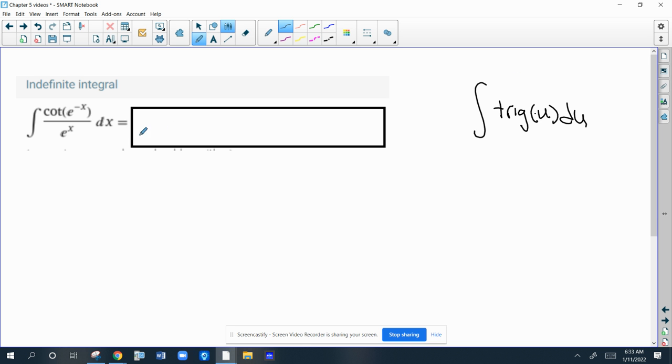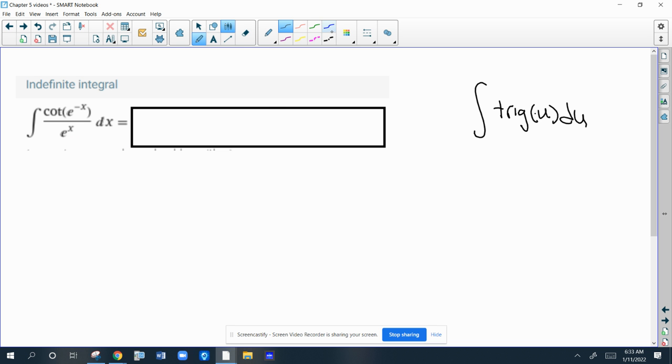So we'd like this to be cotangent of u. Now, before we do, let's just think if that makes sense. If u is e to the negative x, then du is negative e to the negative x. And e to the negative x is 1 over e to the positive x. If you notice, we have a dx over e to the positive x.